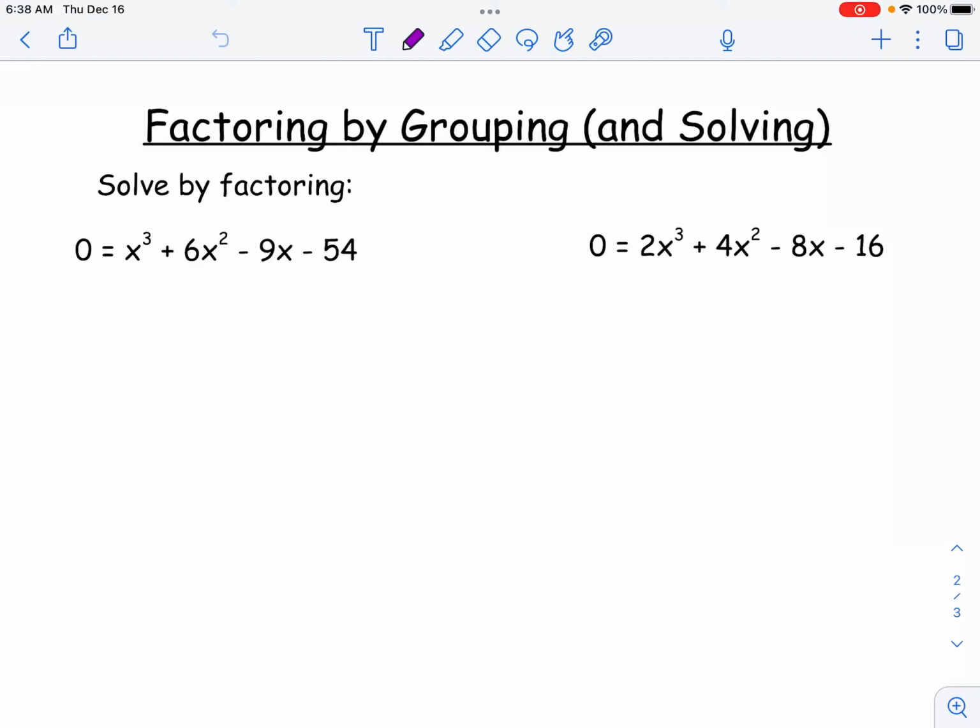So this is called factoring by grouping, and this only works in certain circumstances. I'll explain when it works, but let's go through it and then I'll explain what you're looking for when you're factoring by grouping. In this circumstance, we have an x to the third, an x squared, an x, and a constant term. What we're going to do is group the x to the third and x squared together, and then the x and the constant term together.